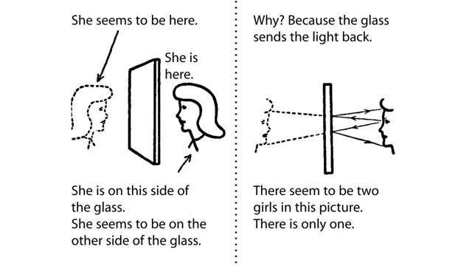She seems to be here. She is here. She is on this side of the glass. She seems to be on the other side of the glass. Why? Because the glass sends the light back. There seem to be two girls in this picture. There is only one.